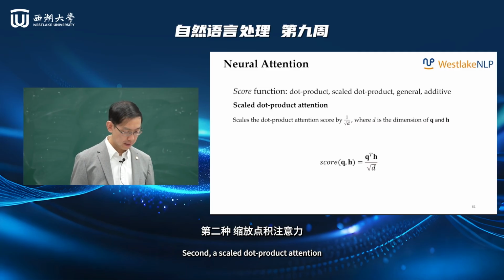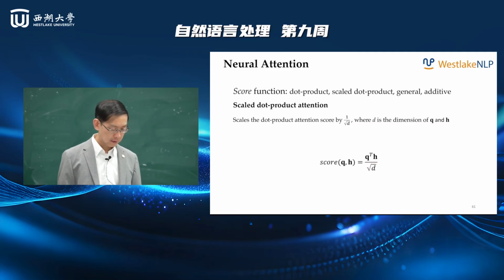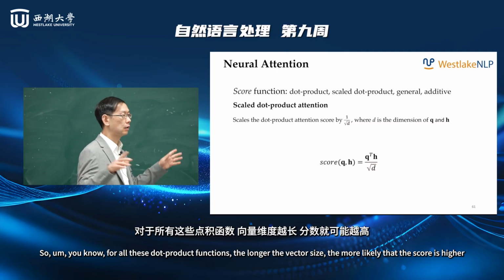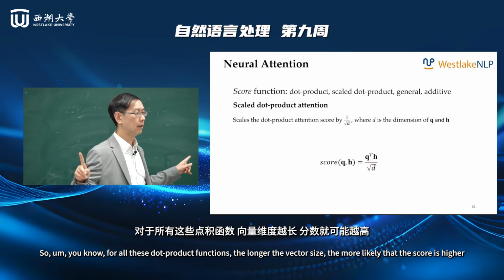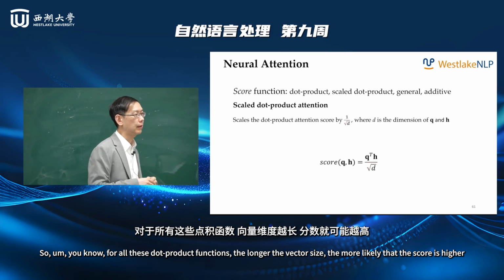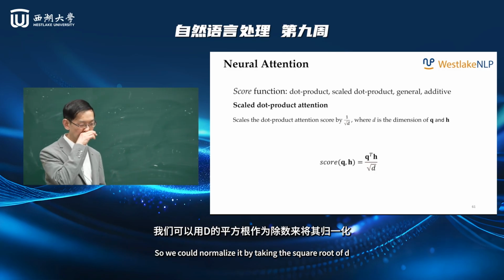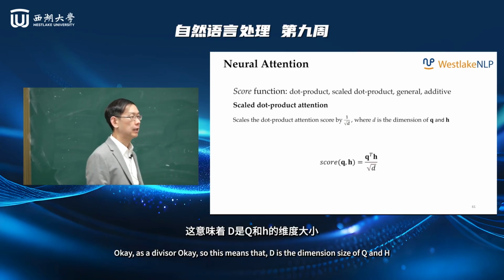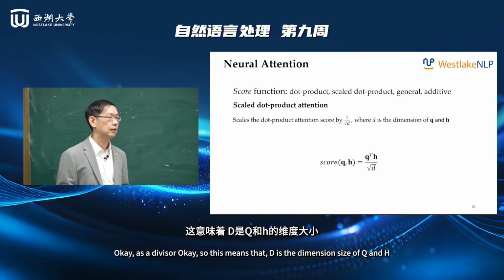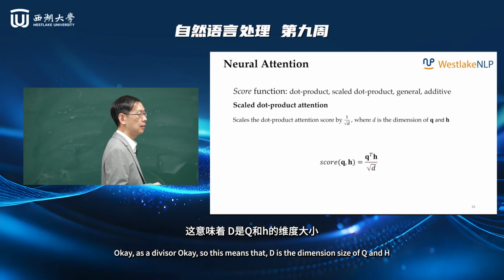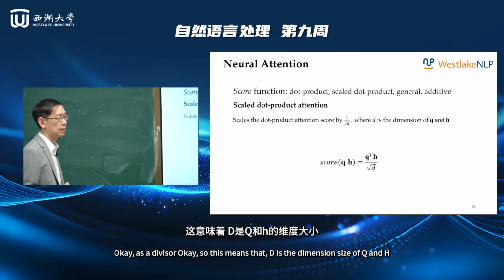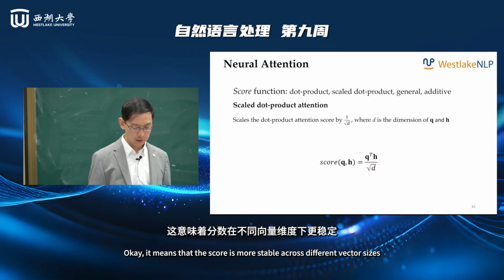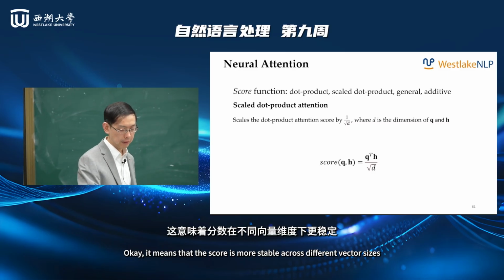Second, a scaled dot product attention. So, you know, for all these dot product functions, the longer the vector size, the more likely that the score is higher. So we could normalize it by taking the square root of d, okay, as a divisor. Okay, so this means that d is the dimension size of Q and H. Okay, it means that the score is more stable across different vector sizes.